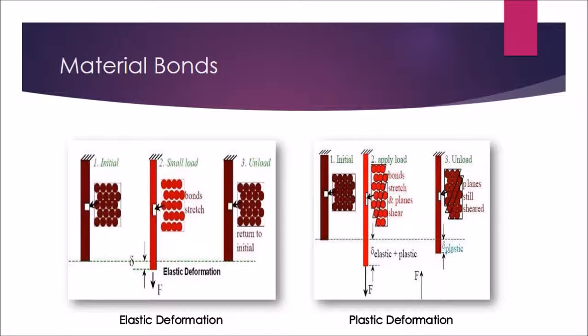In the plastic deformation diagram, however, it can be seen that after a larger load has been applied, upon release of this load, the structure of the solid has not returned to its original shape. This is due to the shearing of some of the bonds, and therefore slightly altering the structure of the material. These bonds reform in their new position, ultimately changing the shape of the material.